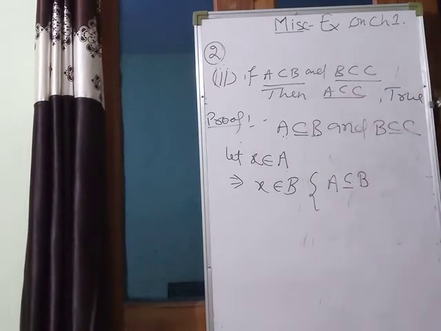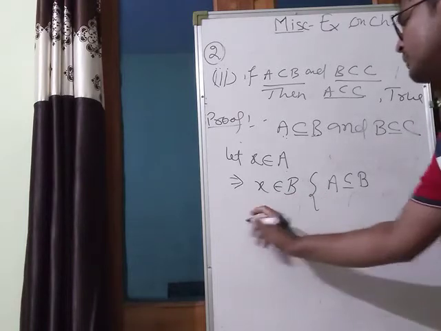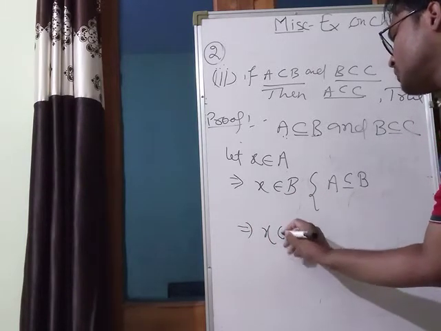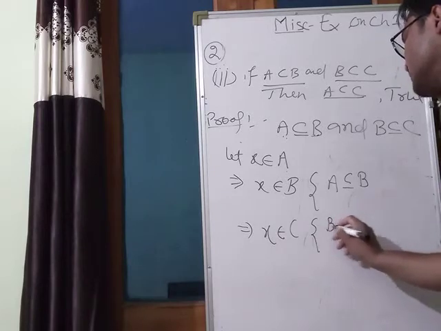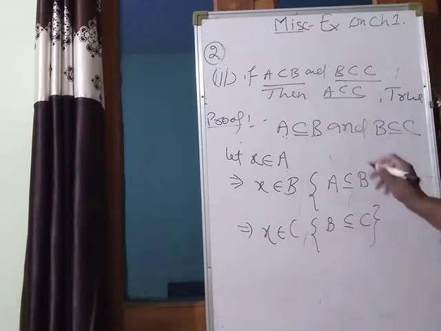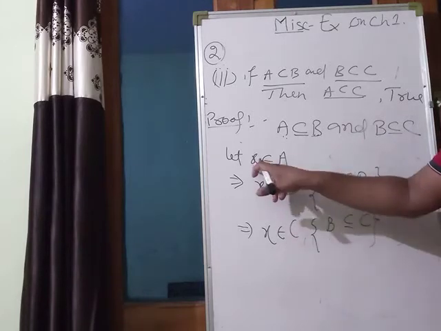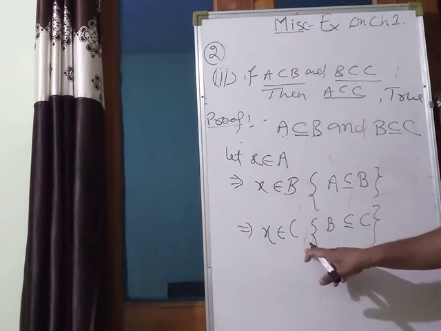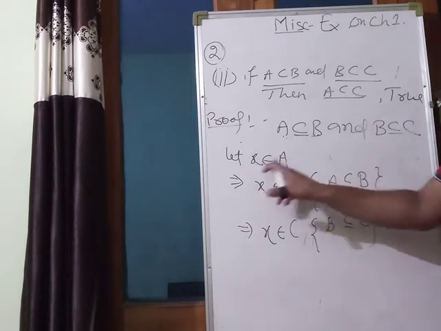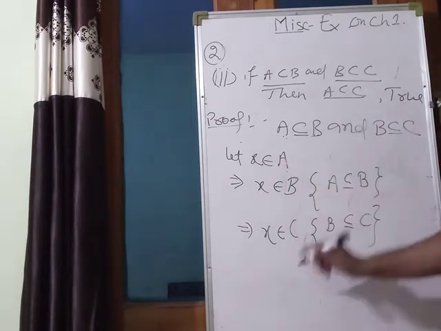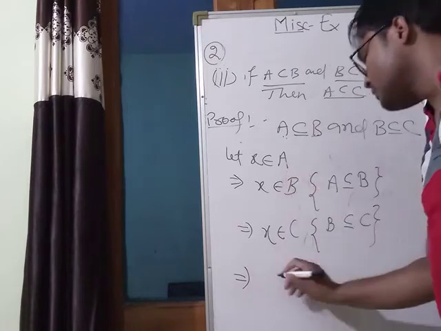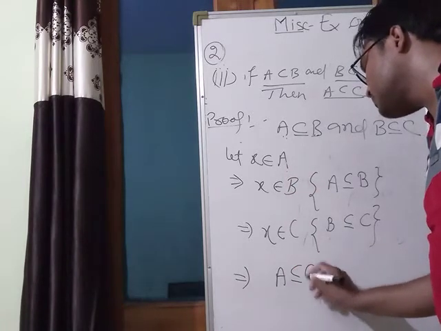It is given. अच्छा B C का सबसेट है. तो B का हर एक एलिमेंट, each element belongs to B must belongs to C. Okay? And X belongs to B. That's why X belongs to C. Why? Because B is subset of C. Now, what you have proved here? X belongs to A, then X belongs to C. Means each element of A belongs to C. Clearly from here we can say A is subset of C.